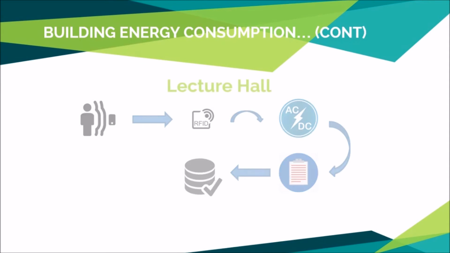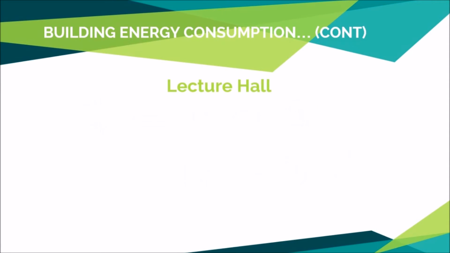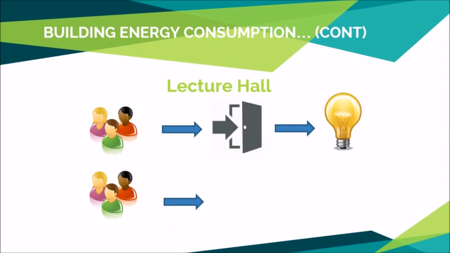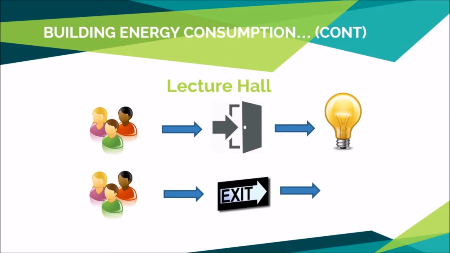For example, the lighting system in lecture hall. In a situation when a group of students enter the hall, the light will automatically switch on and keep switched on until the last person is out from the hall. Then it will switch off automatically.